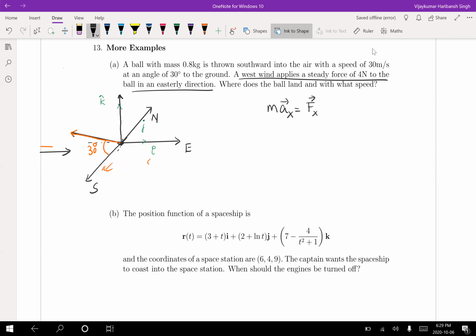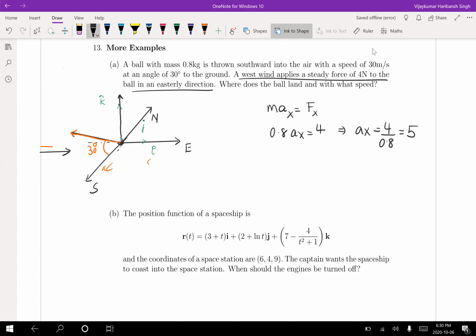We have 0.8, and this is not a vector because I'm looking at the component of it. So AX equals Fx, which is given to us as 4 Newton. So we get AX equals 4 by 0.8, which is going to be 5. So AX is 5.